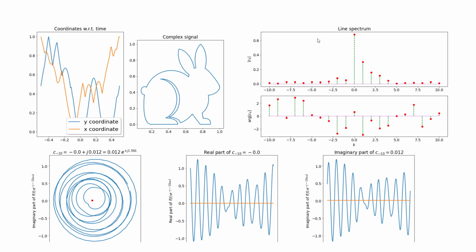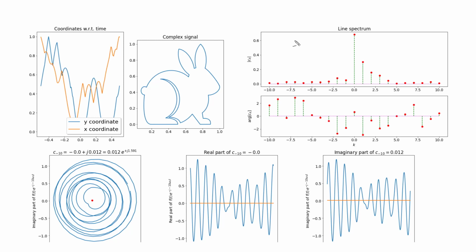Here on the right you can see the line spectrum. As we have lost the property that c k conjugate is equal to c minus k, we have lost this symmetry around the y-axis over here. You can see that the magnitude spectrum is no longer even, and of course the argument or the phase spectrum is no longer odd. So let us have a look at a certain index k.